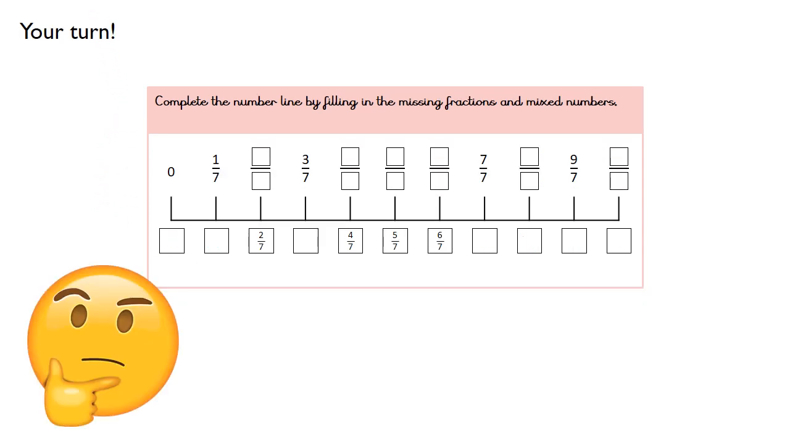Okay, it is now your turn to fill in this number line by filling in the missing fractions and mixed numbers. Now, you can tell by looking at this improper fraction, 9/7, that much like the previous slide, you'll be doing your fractions at the top and then your mixed numbers down here. So pause the video here, and then when you press play, we'll go through the answers together.